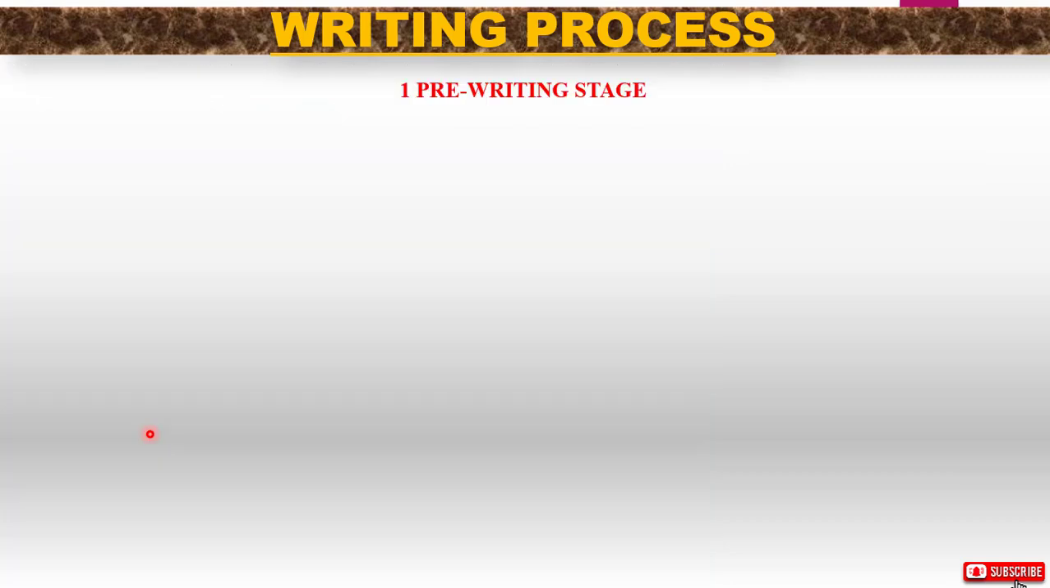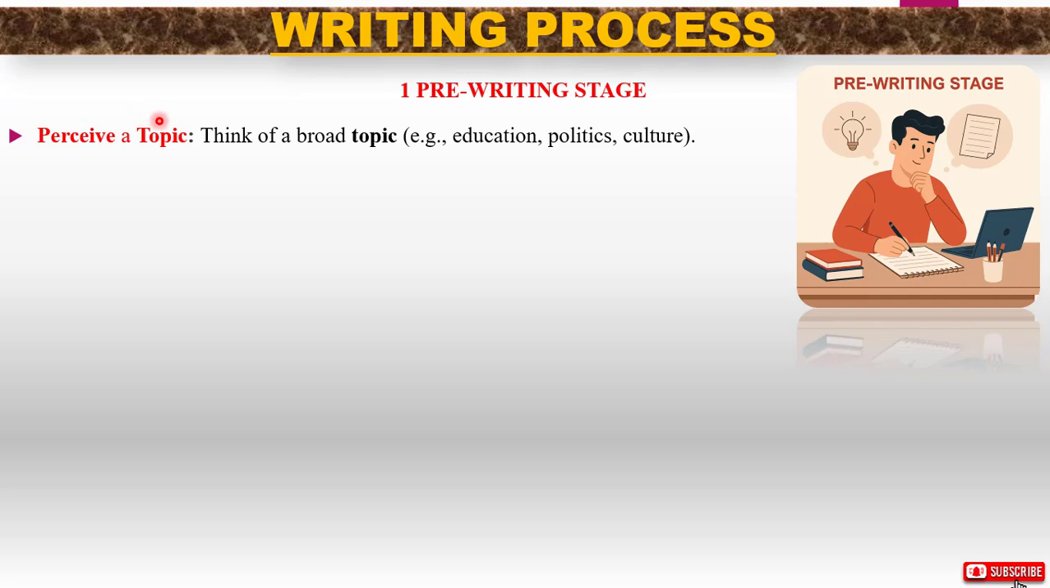The pre-writing stage. In the pre-writing stage, these are the things that a writer must do. First of all, the writer must think of a broad topic. For example, it can be about education, politics, or culture. As we can see in the picture, the person is thinking about what to write. The pre-writing stage involves the activities that a writer must take part in before the writing stage itself.